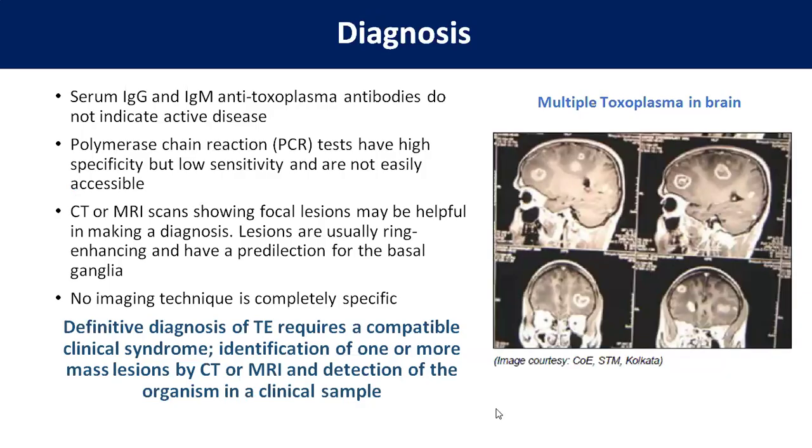Serum IgG and IgM of antitoxoplasma antibodies do not indicate active disease. PCR tests have high specificity but low sensitivity and are not easily accessible. CT or MRI scans showing focal lesions may be helpful in making the diagnosis. Lesions are usually ring enhancing and have a predilection to the basal ganglia. No imaging technique is completely specific.